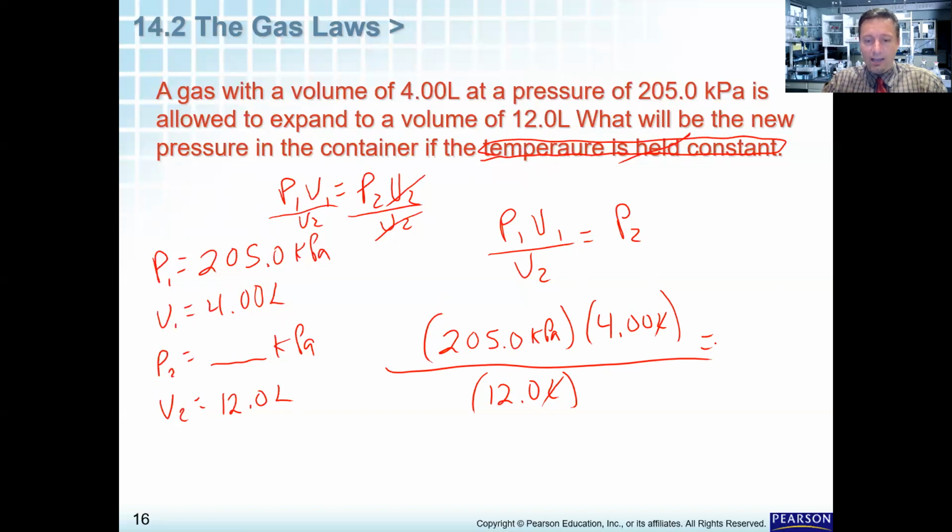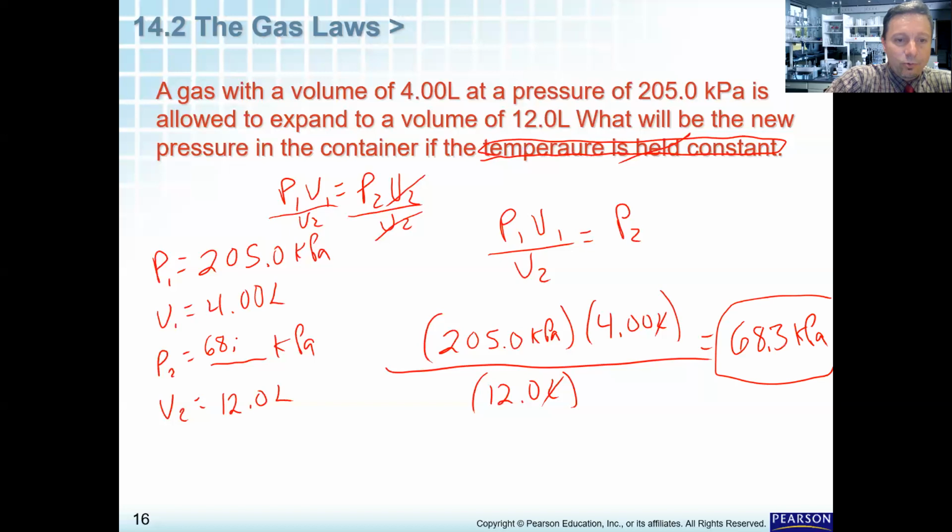So I get my calculator again. So I go 205 times 4.00 divided by 12. All right. So with that being said, I need to be at 3 significant figures. So looking at my calculator, it should be 68.3, and this is kilopascals. So I can come back over here and write this down. So 68.3 kilopascals. So my volume expanded basically 3 times. Look at what my pressure did. It fell down from 205 kilopascals to 68.3 kilopascals.